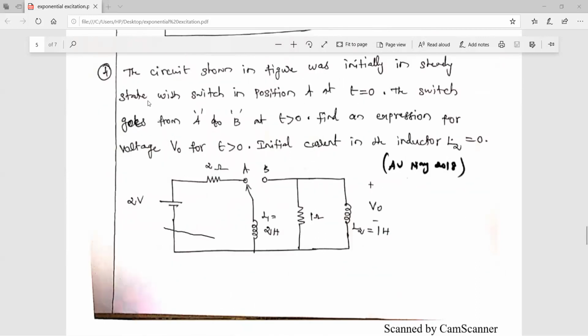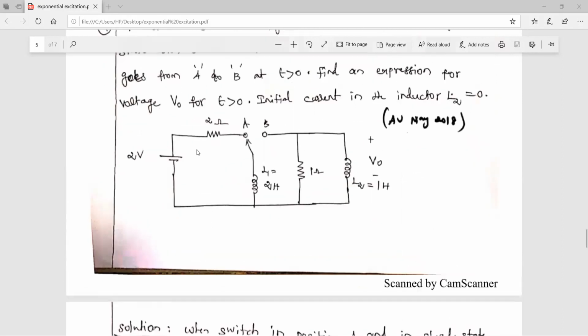The circuit shown in the figure was initially in steady state with the switch in position A. At time t equal to 0, the switch goes from A to B at a time t greater than 0. Find an expression for the voltage. The initial current flowing through the inductor L2 is 0. This is the question, an 8 mark question. This is also a question repeated two times.